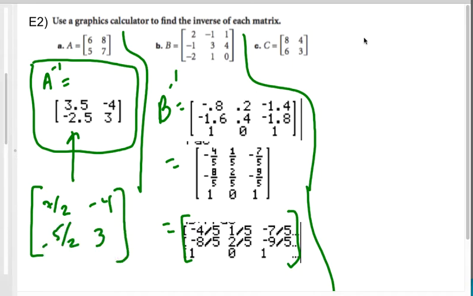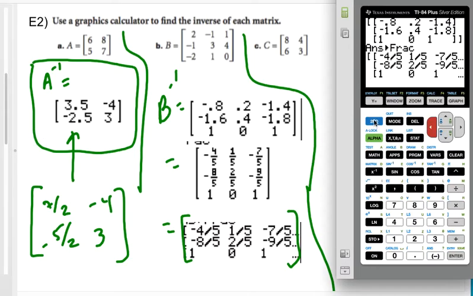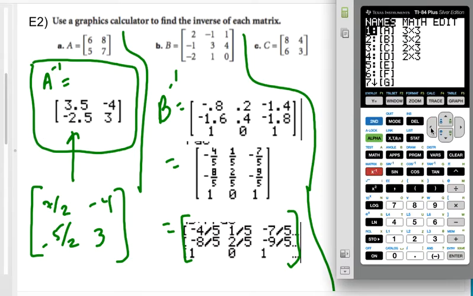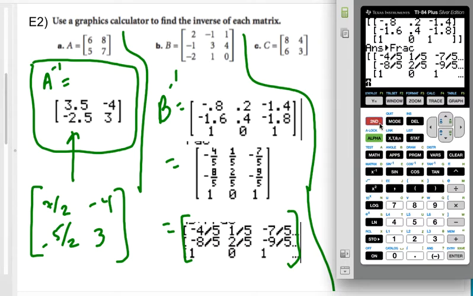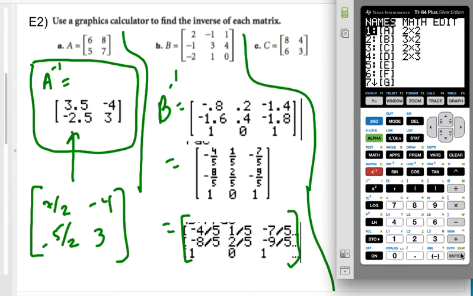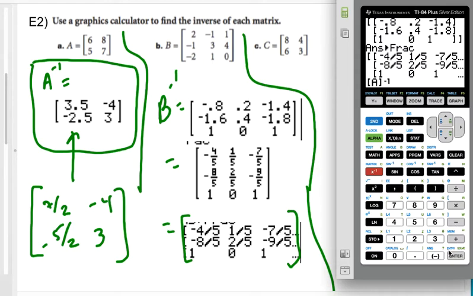That's the same answer. So let's do C. And a thing's going to happen when we do C. So let's go to second matrix. Again, I'm just going to go ahead and put it in A. I don't see a big reason not to. So I'm going to make it 2 by 2. I'm going to make it 8, 4, 6, and 3. All right, and I'm going to go ahead and hit second matrix. I'm going to pick A and do inverse, right? And a thing's going to happen.